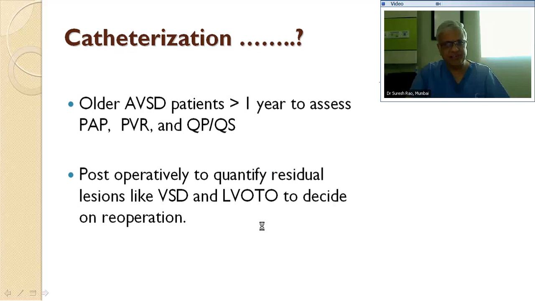Now, what about catheterization? I think it's not really the first line of investigation currently. In older AVSD patients more than 1 year, to assess the pulmonary arterial pressures, PVR, and also to measure the QP:QS, I think there's a place for that. And post-operatively to quantify residual lesions like VSD, LVOTO to decide on when to reoperate. I think currently these are the only two indications for doing catheterization for this lesion.